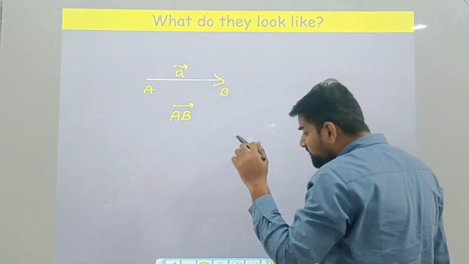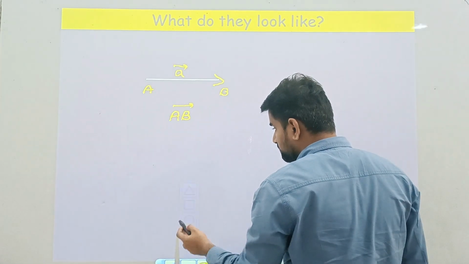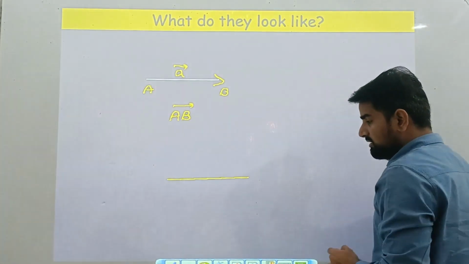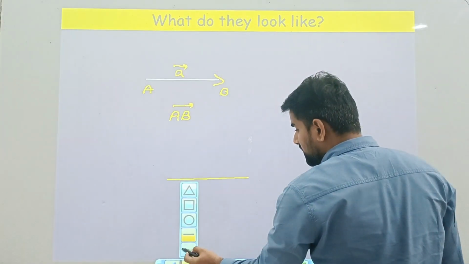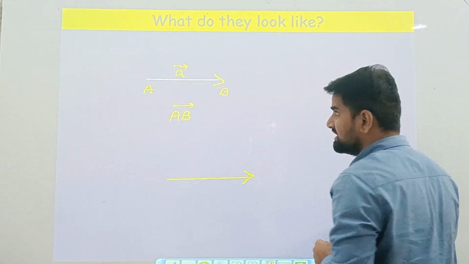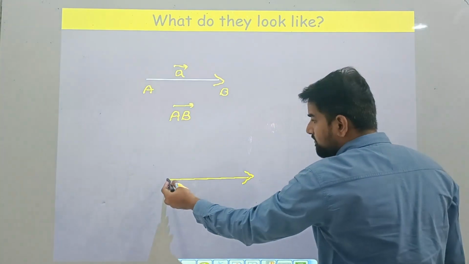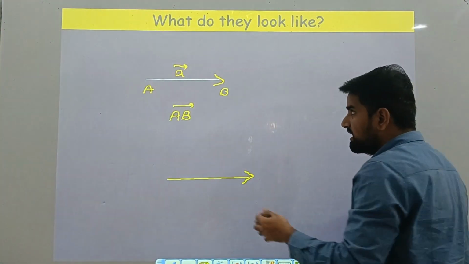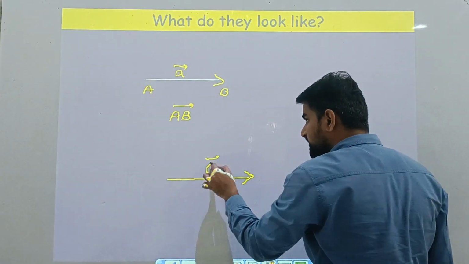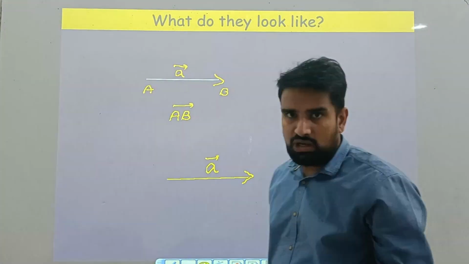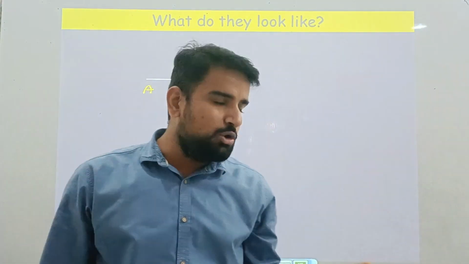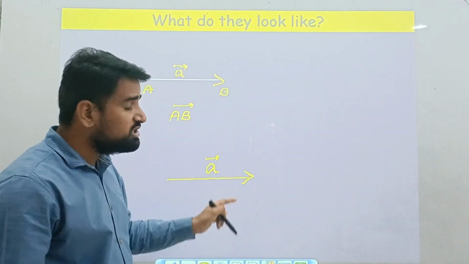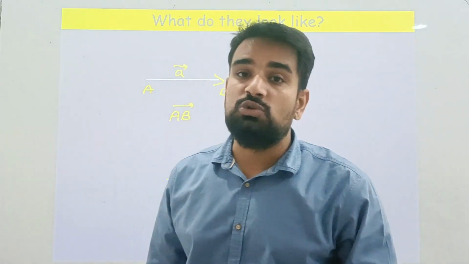If I make another line, and in this line it has the same direction, the same magnitude from A to B, the same length and the same direction, that means it is also equal to the a vector. So two vectors are equal if the direction and the magnitude, that means the scale, are equal to each other.